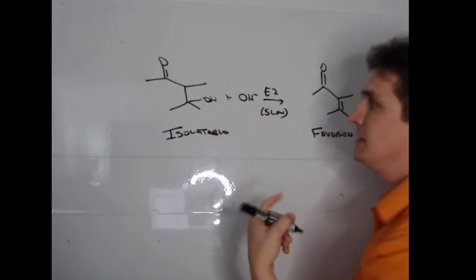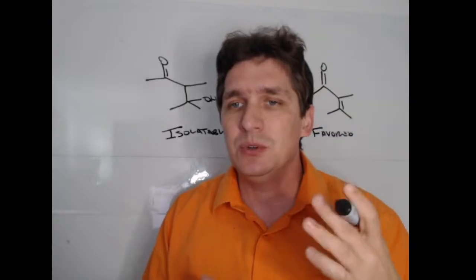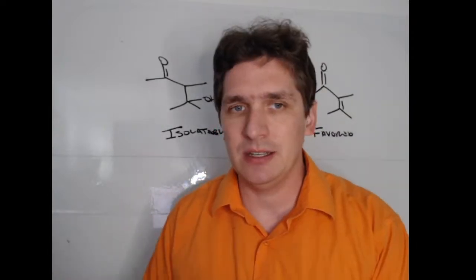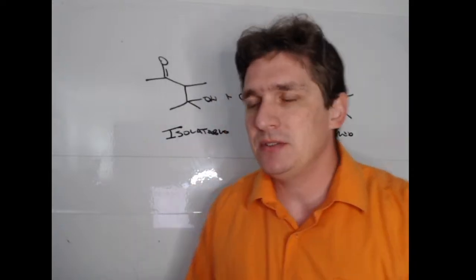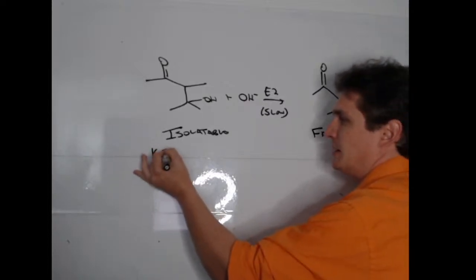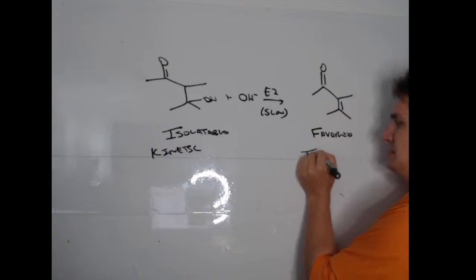By sheer merit of the fact that this is an E2 pathway, it's going to be slower than an E1. So if you were just to run the reaction and then immediately kill the reaction, you would get the addition product. But given sufficient time, this would be the favored product. So we would consider this the kinetic product. And this is the thermodynamic.